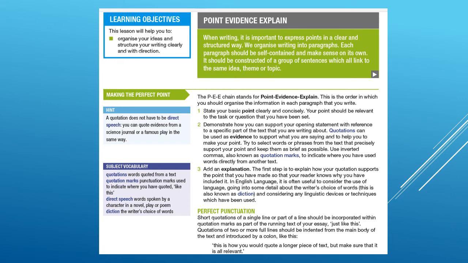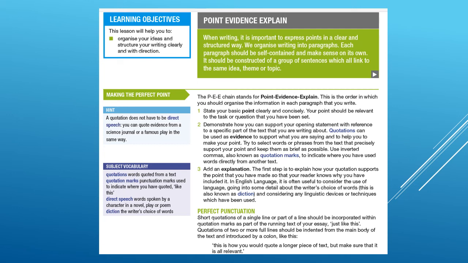Making the perfect point. The PEE, that means point, evidence, explain. PEE chain stands for point, evidence, explain. This is the order in which you should organize the information in each paragraph that you write. So when you are writing a reading answer, you have a point, then you have to provide evidence to prove the point and explain the point.